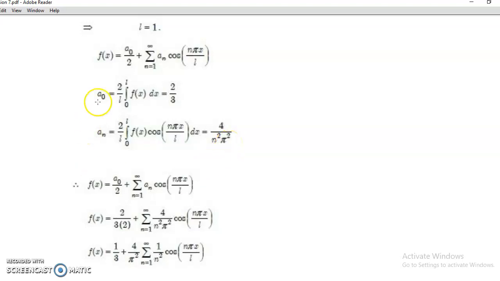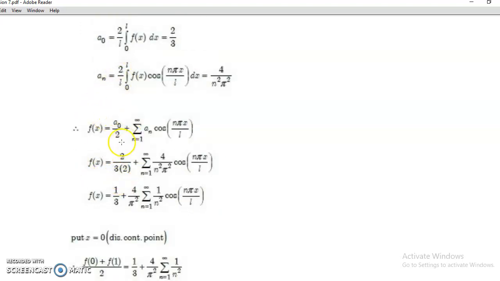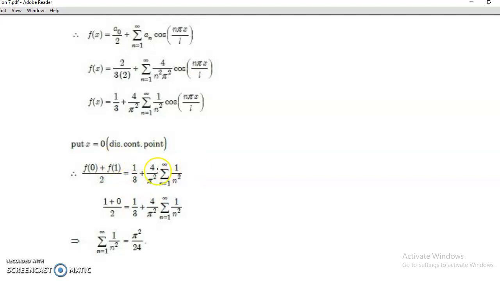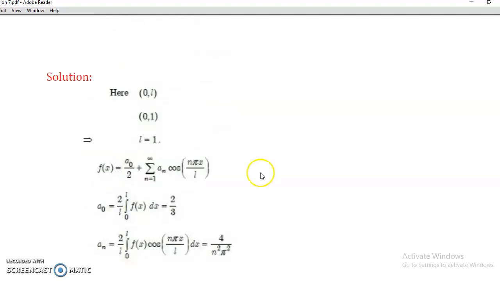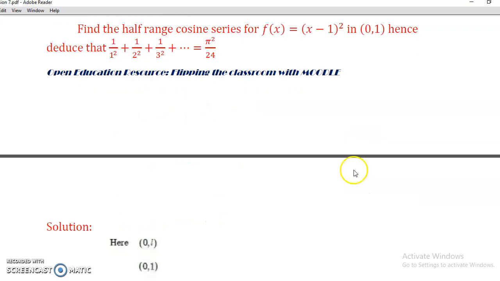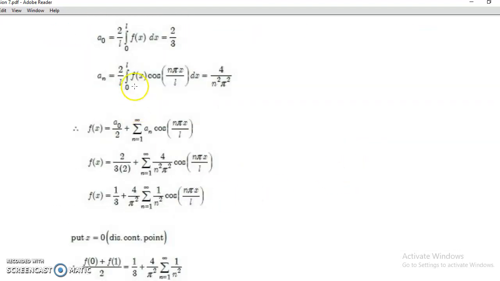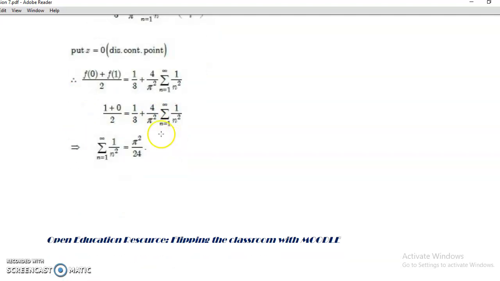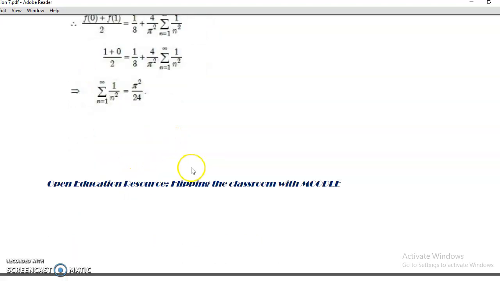After finding the A0 value and also the An value, let's substitute here. After the substitution, you will get the function like this. Again, to reduce this series, you have to fix the discontinuous point at x equal to 0. At x equal to 0, on both sides of the equation, substituting x equal to 0, cos 0 value is 1, so the trigonometric ratio has gone. Then on LHS also, f of 0 plus f of 1 by 2. The reason behind this is that we have chosen x equal to 0 as a discontinuous point. After applying this, we'll get the series like this.